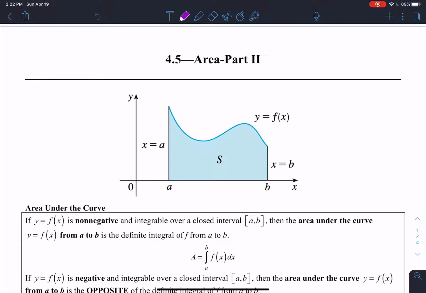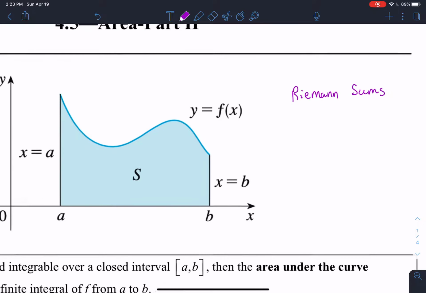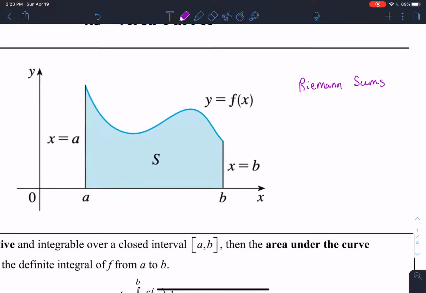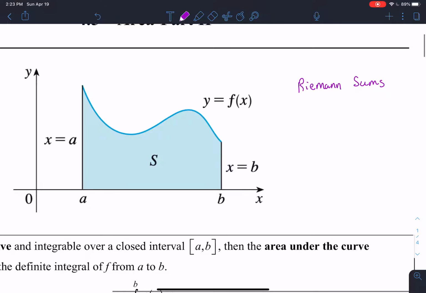So we did Riemann sums at the beginning of the chapter, right? We did left Riemann sum, right Riemann sum, midpoint, trapezoid rule. So that's one way that you can find area. Definite integrals is another way.